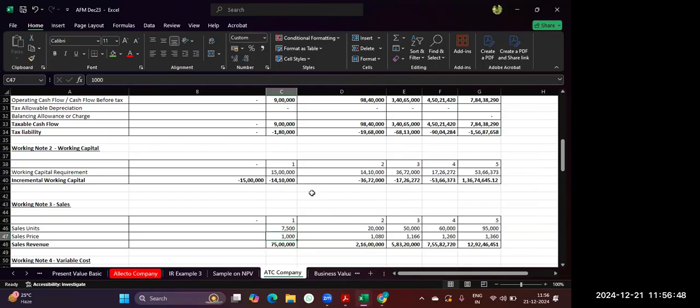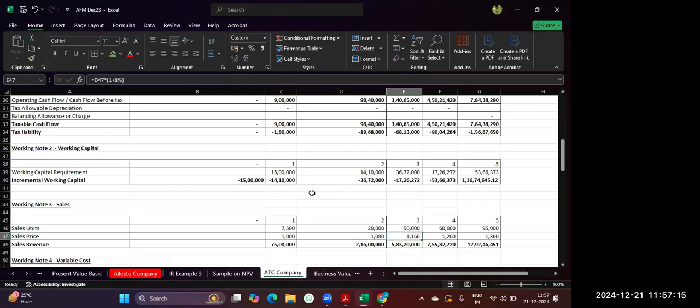What is the sales price in the next year? It would be increased by 8%. So it is 1,080, increased by 8%, but from what? 1,000, year one. How do I calculate it? That is the year one selling price multiplied by 1 plus 8%.